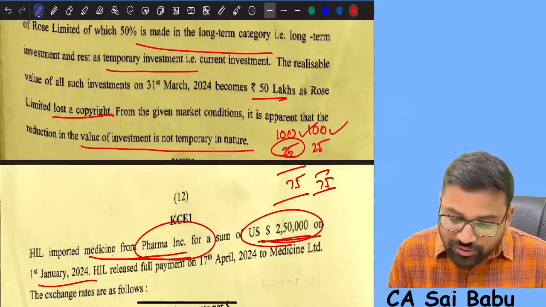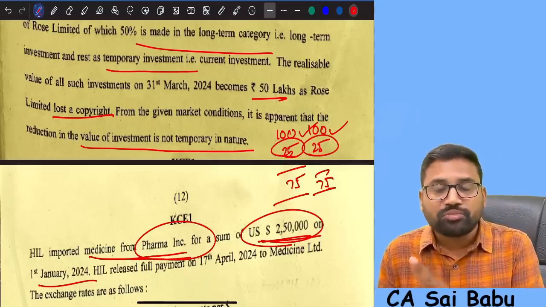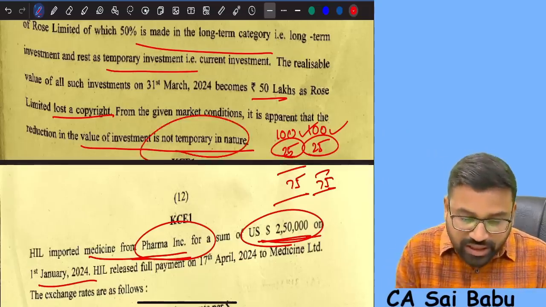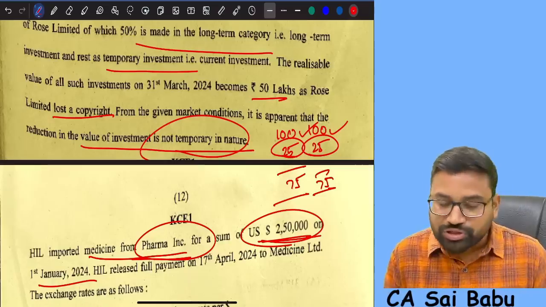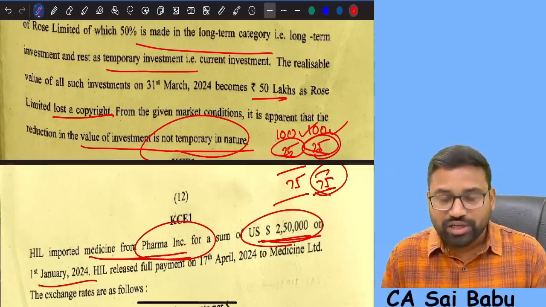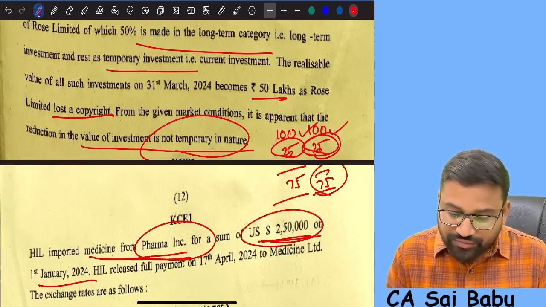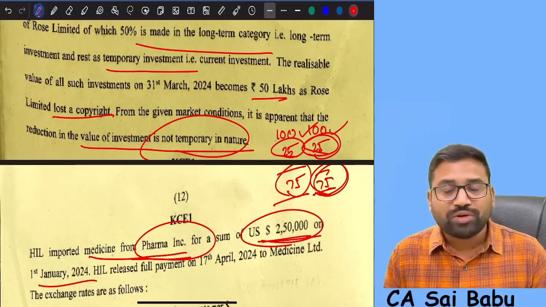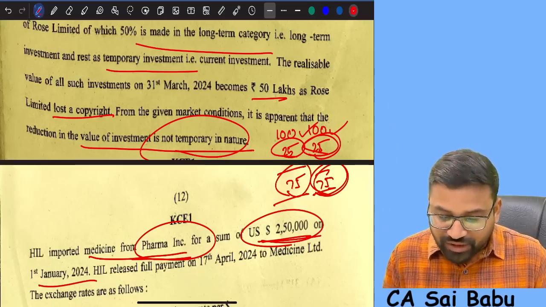And now the realizable value is 25. You know, in case of long-term investment, the reason should be other than temporary. Here, other than temporary. Therefore, long-term investment should be valued at a realizable value of 25. So therefore, 75 we need to reduce. So in case of current investment, 75. In case of long-term investment, 75. Total 150 we need to reduce.